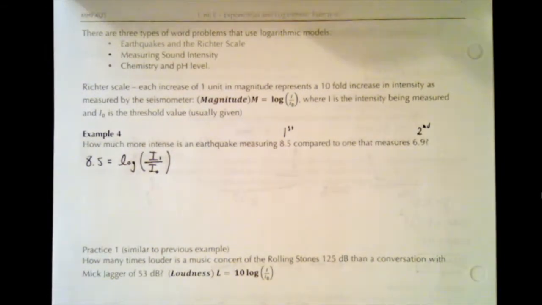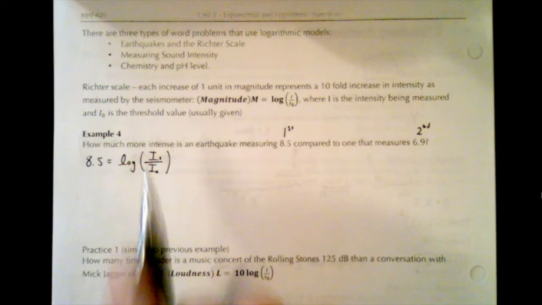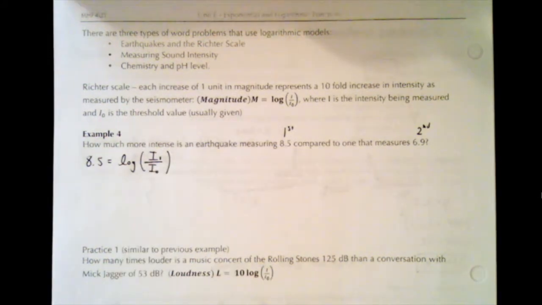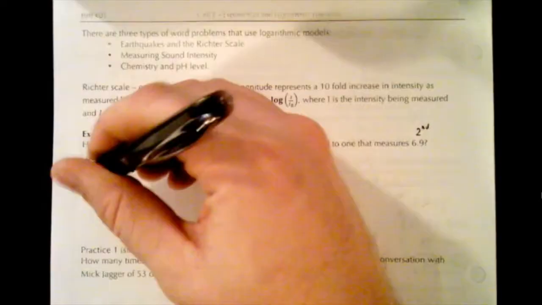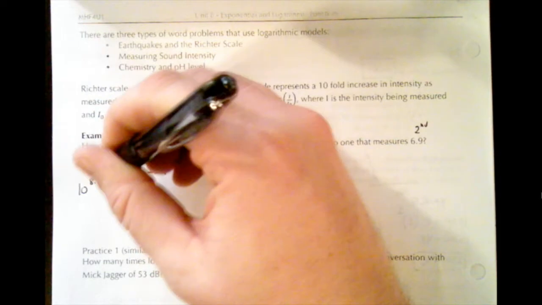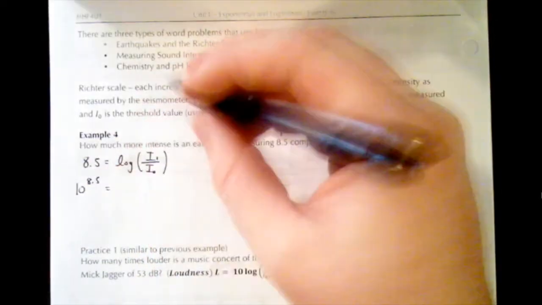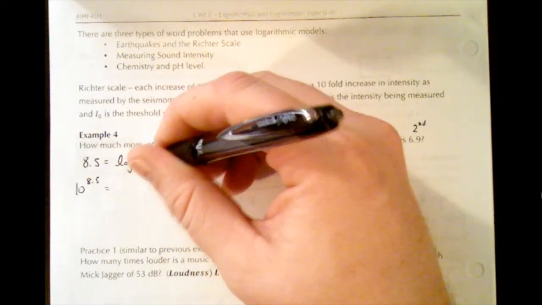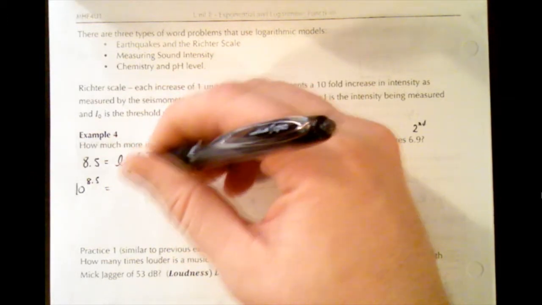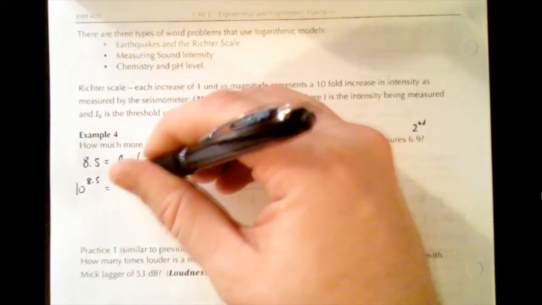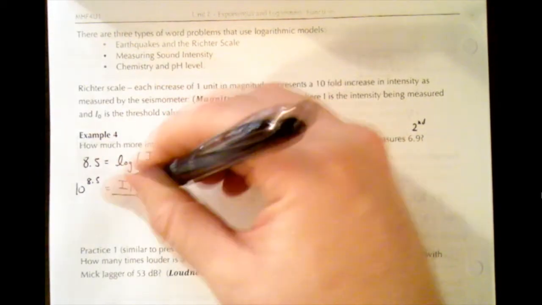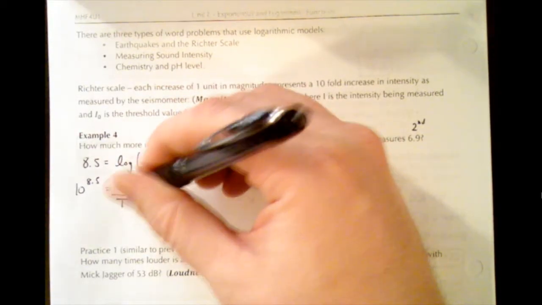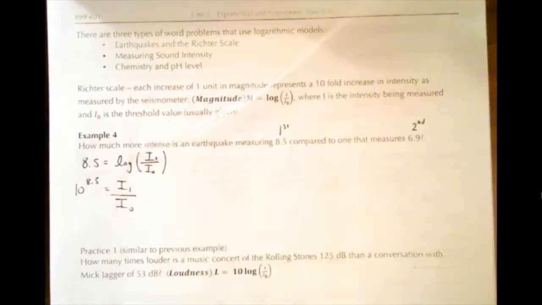So the intensity of our first earthquake, that's what we want to try to isolate for here. The way we can isolate is we can actually rewrite both sides as 10 to the power of. So we'll rewrite our left side as 10 to the power of 8.5 and our right side as 10 to the power of log base 10, which is a common property of logarithms and actually undoes the logarithm. It actually leaves us with just the intensity of our first earthquake over the threshold intensity.